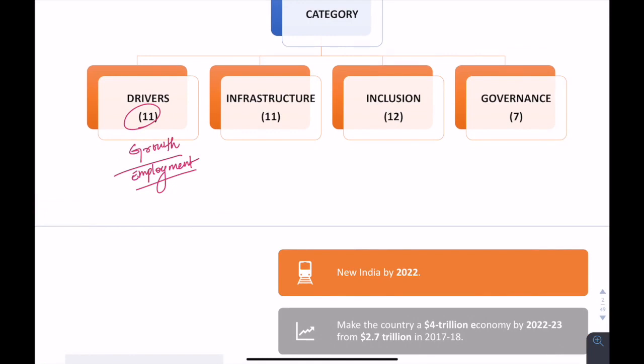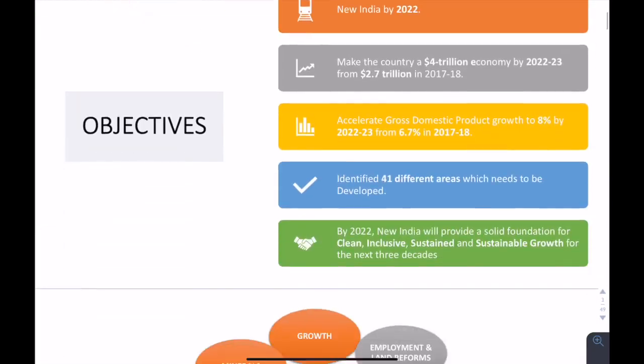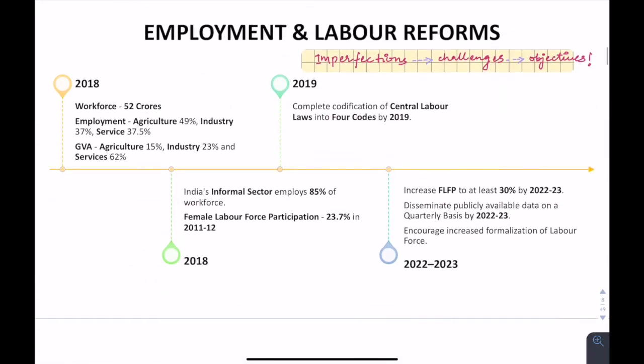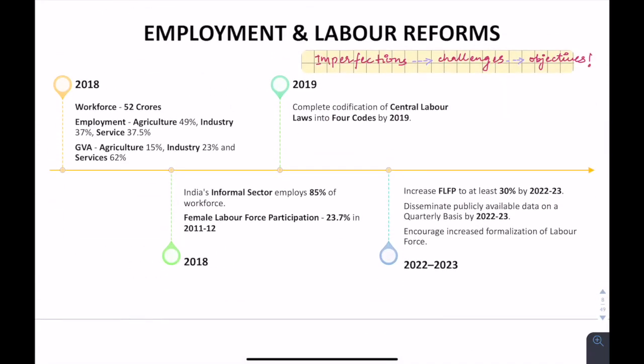And then we'll be talking about technology. So in this lesson, we are going to talk about two drivers at one point of time: technology and innovation plus employment. These two things we are going to talk about. So let's skip the growth part that we've already discussed in the past. Let's now jump to unemployment and labor reforms.